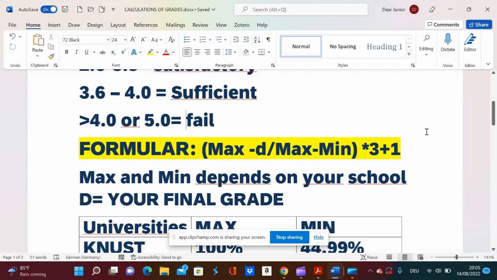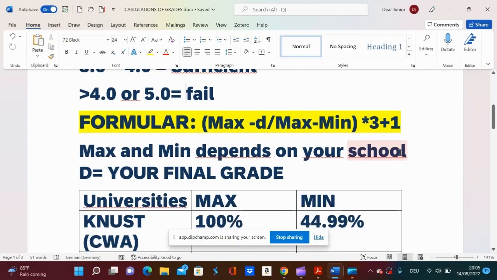The maximum and the minimum score depend on your school. Different schools have different maximum and minimum scores, so these are not the same. It depends on your school. And then the D stands for the final grade you had.